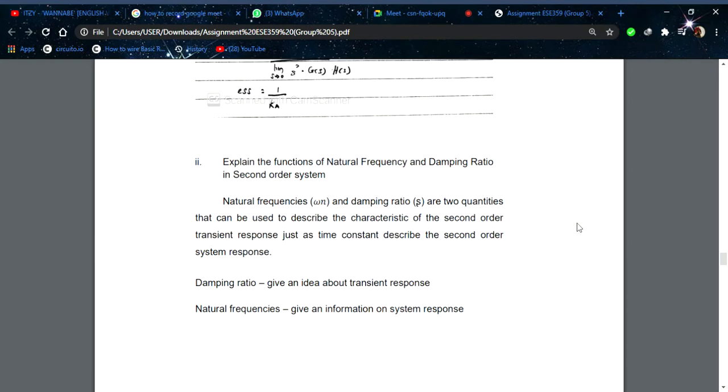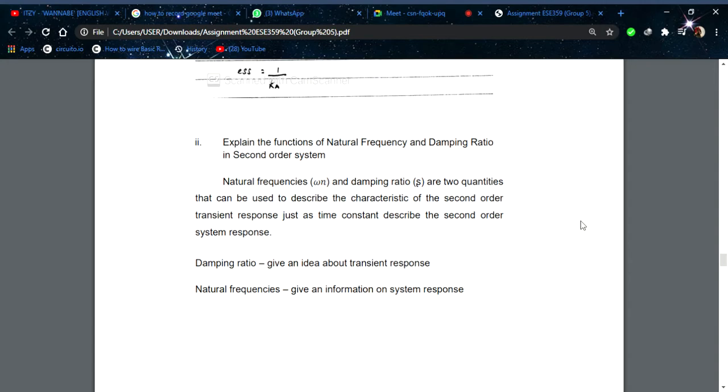Then, explain the function of natural frequency and damping ratio in second order system. Natural frequency, omega n, and damping ratio are two quantities that can be used to describe the characteristic of the second order transient response, just as time constant describes the first order system response. The damping ratio gives an idea about transient response, and the natural frequency gives information on system response. Next, for question 4, Muhammad Faizuddin will present.